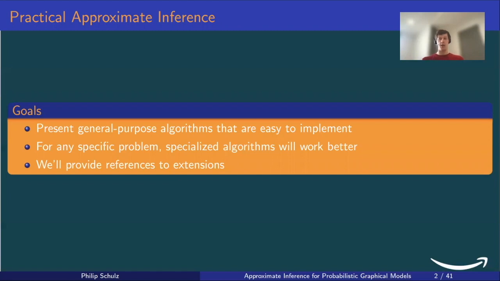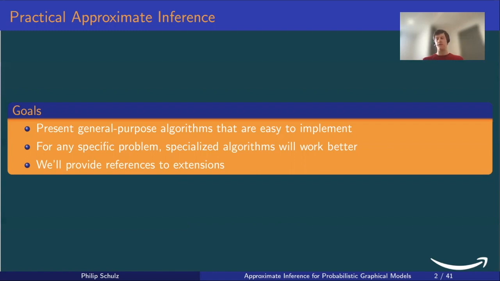And the goals for the session are as follows. So I'm going to present two general purpose algorithms that are straightforward to implement and can be used on most problems, not all of them, but most problems that you'll encounter with probabilistic graphical models. And I should say that for any specific problem, you'll find specialized algorithms that will work better. So for example, in the case of hidden Markov models, you'll have a specialized algorithm that computes the posterior exactly.